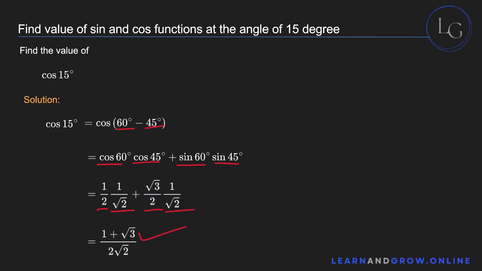And so, without using the calculator and by using the trigonometric identities, you found out that the value of the sine and cos functions of the angle 15 degrees is just very simple.